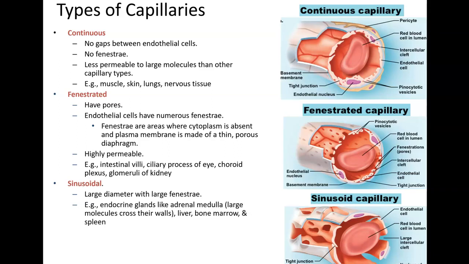And the last type that we have is a sinusoidal capillary. We are going to have a large diameter with very large fenestrae. And you can just see that this capillary kind of looks like Swiss cheese. We've got these large opening-like spaces here. Areas we will have this type of capillary would be in our endocrine glands, like the adrenal medulla, where large molecules are able to cross the walls. Areas of the liver, bone marrow, and also the spleen.